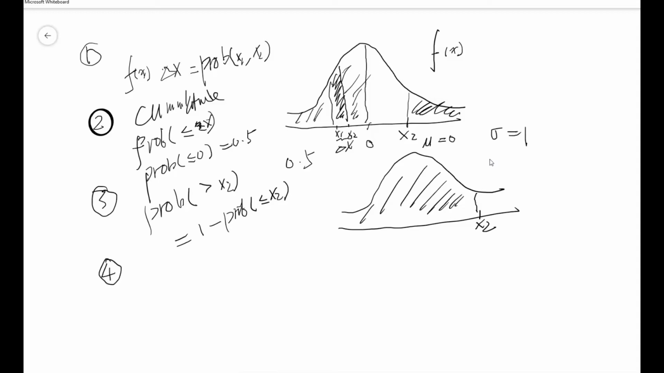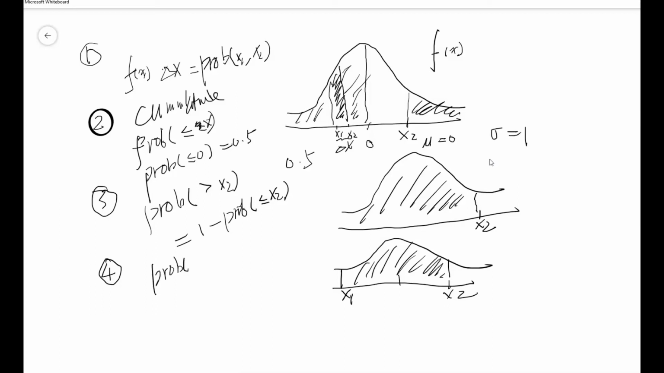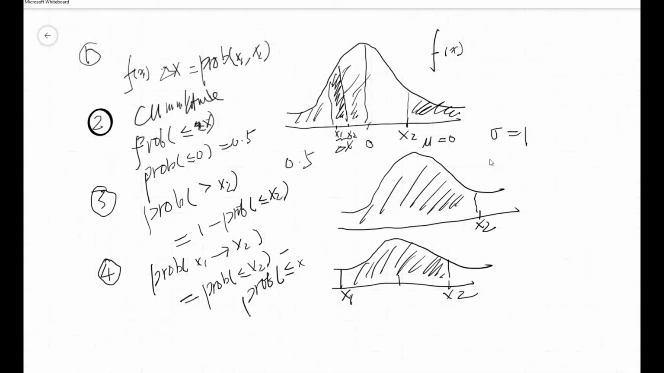Number 4 will be between. Suppose we have two values, x1 and x2, and we want to calculate the probability between them. Using the cumulative concept from negative infinity up to x2, the same thing applies. The probability is the probability less than or equal to x2 minus the probability less than or equal to x1. Then we have the probability between these two values.